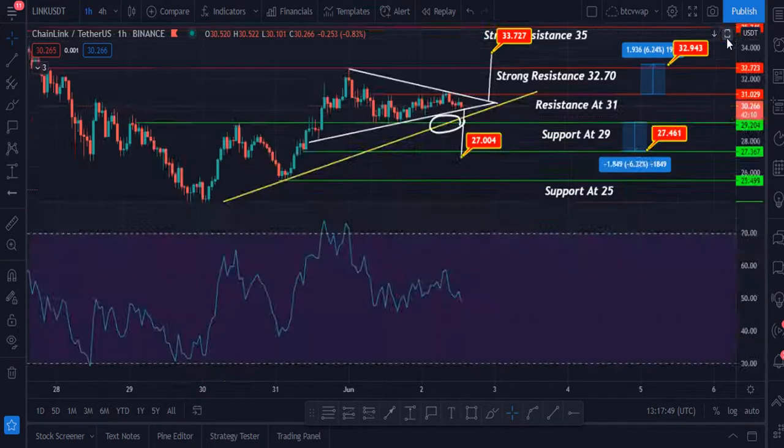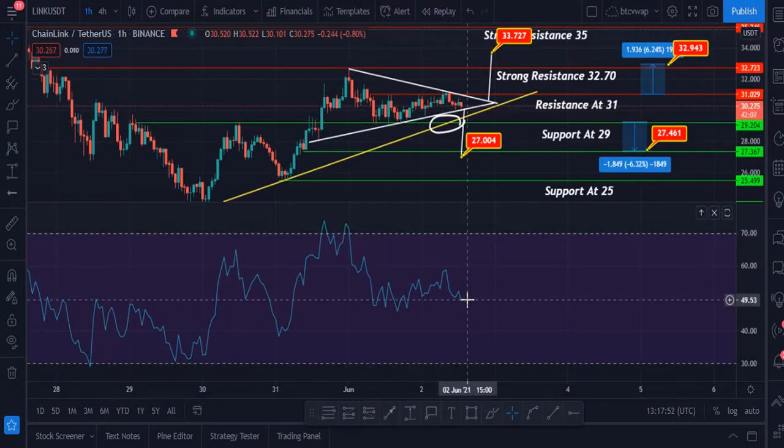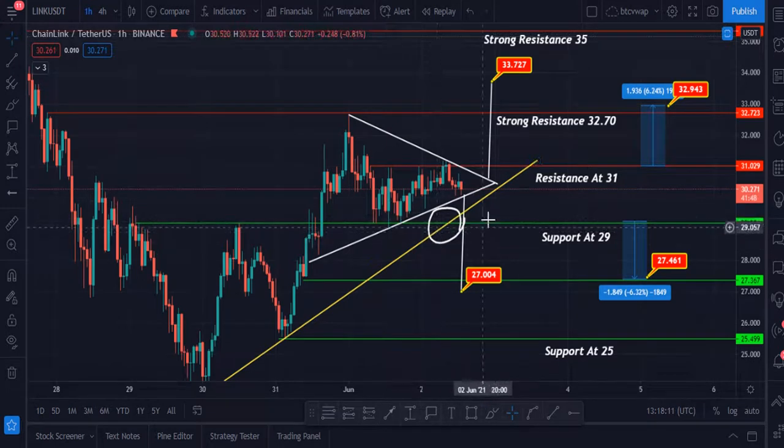Let me please show you the RSI. RSI is at 49. If RSI goes down below 30, in that case, this will be the worst scenario. In that case, the price of Chainlink will go down in a speedy way. We have to focus on these two levels, $29 and $30. If Chainlink holds these levels, then $32, $32.94, $33.73. These are the targets. If Chainlink loses these levels, $30 and $29, in that case, $27 will be our target.